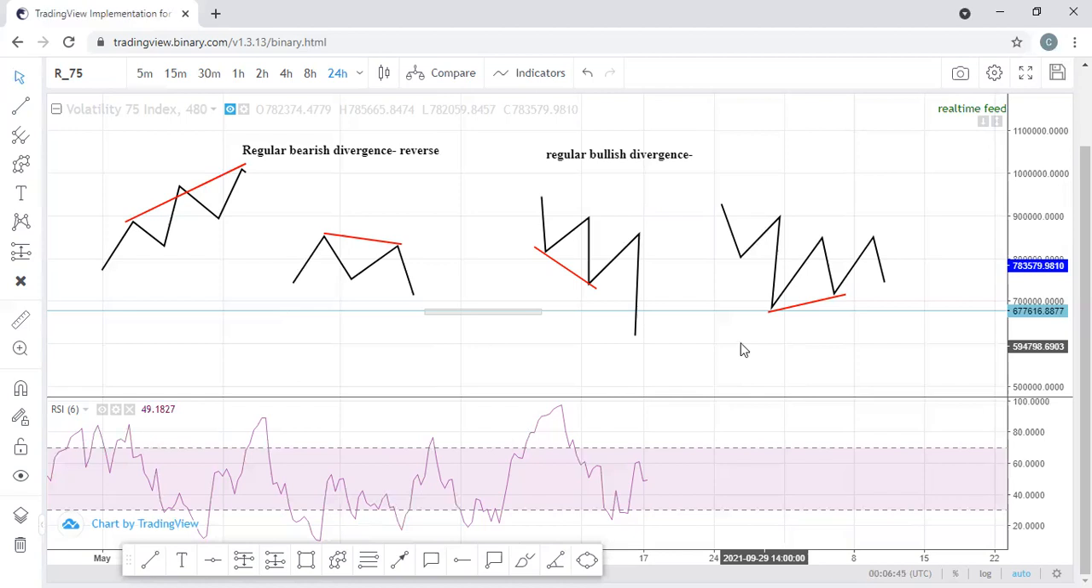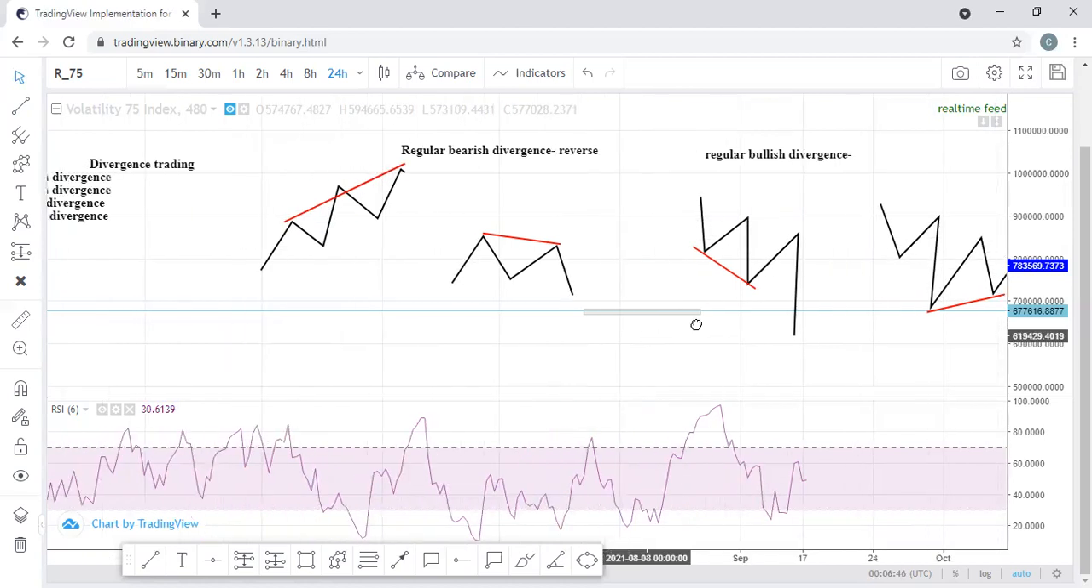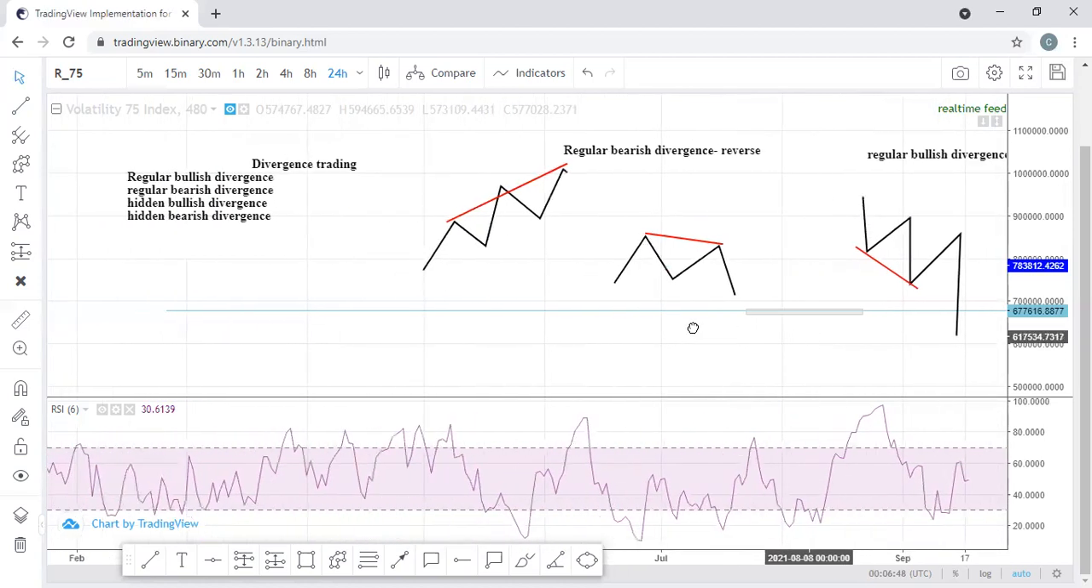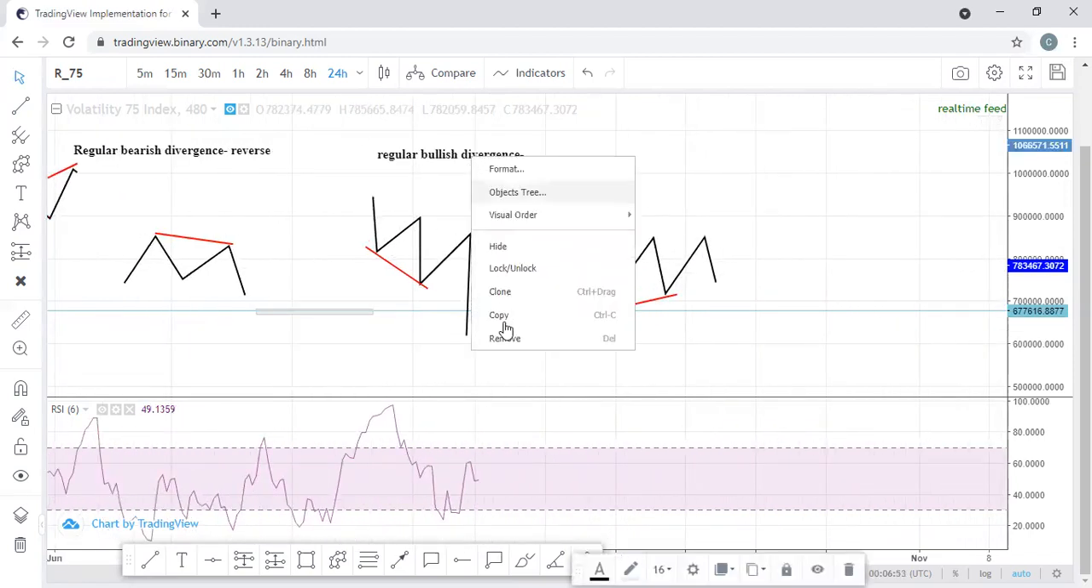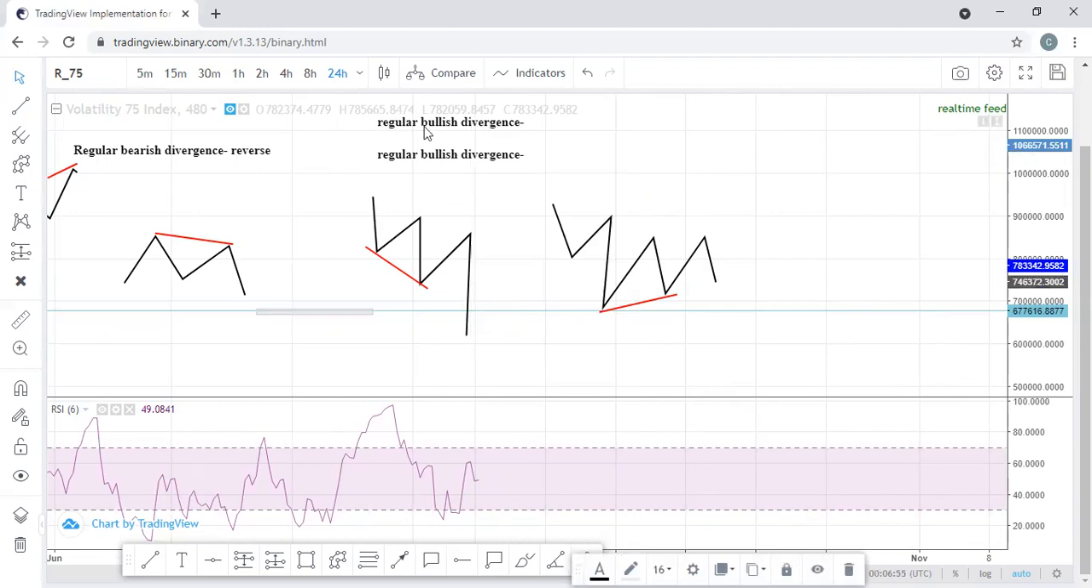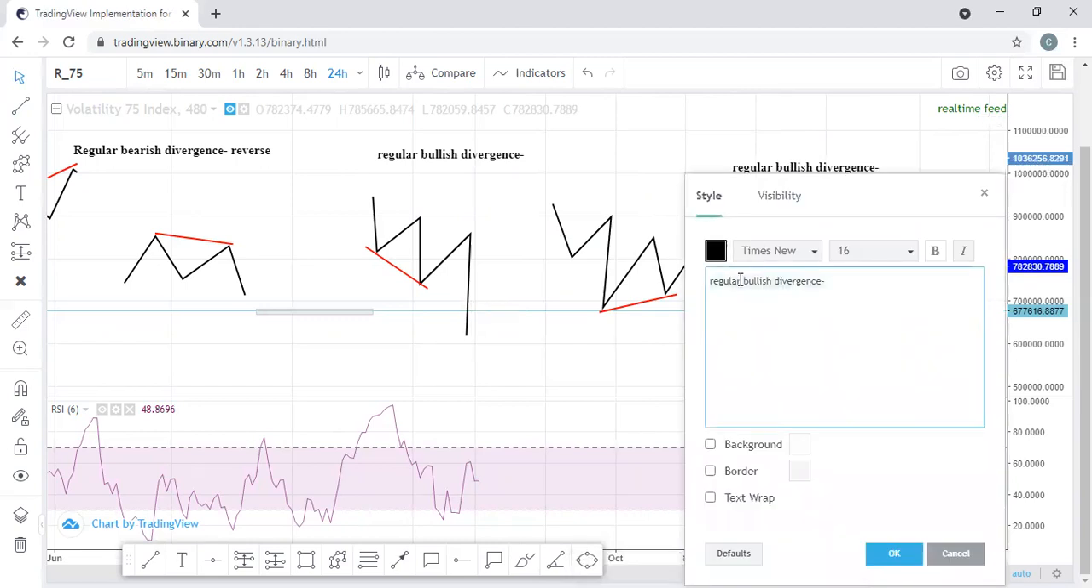Right now, let us go into the hidden divergence. The hidden divergence, right? Let's clone this. Want to know what a hidden divergence looks like, right? Now, this is a hidden divergence, a hidden bullish divergence.